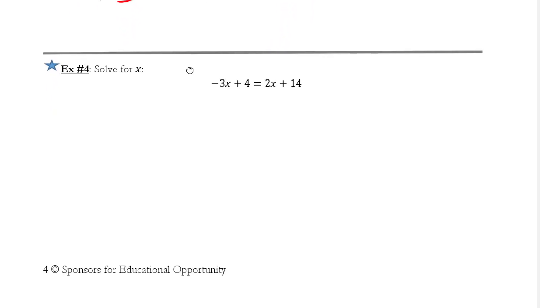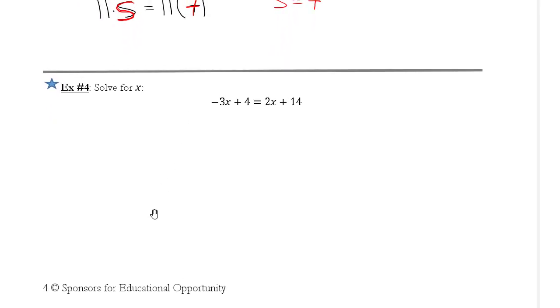Let's solve for x here. And in this case, we have variables on the left side and the right side of the equation. So I'm just going to go through it fairly quickly here. We again want to use inverse operations. Let's get all the x's on this side of the equation right here, and let's get the numbers over here. So let's subtract 2x from both sides, and we'll be able to subtract 4 as well from both sides.